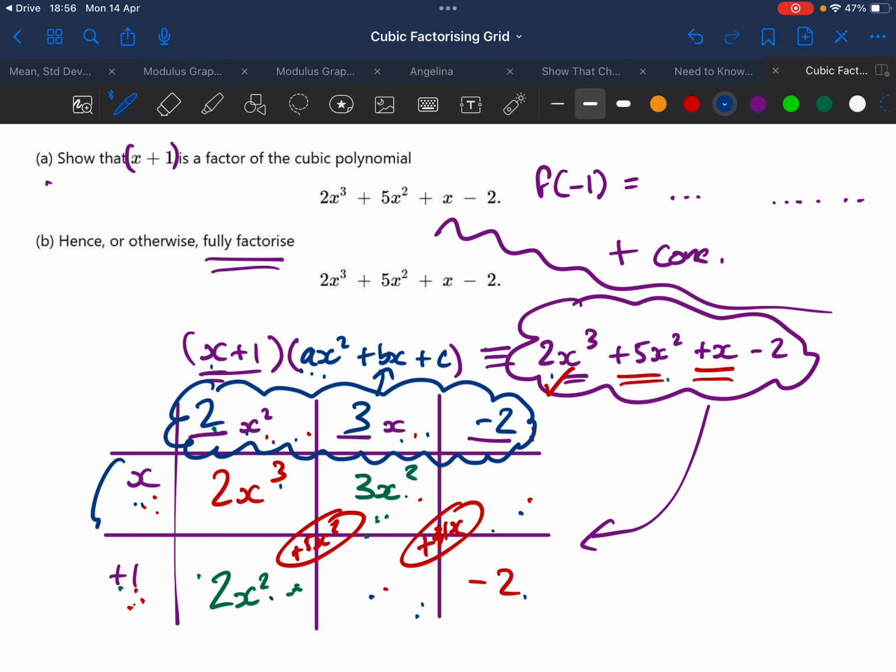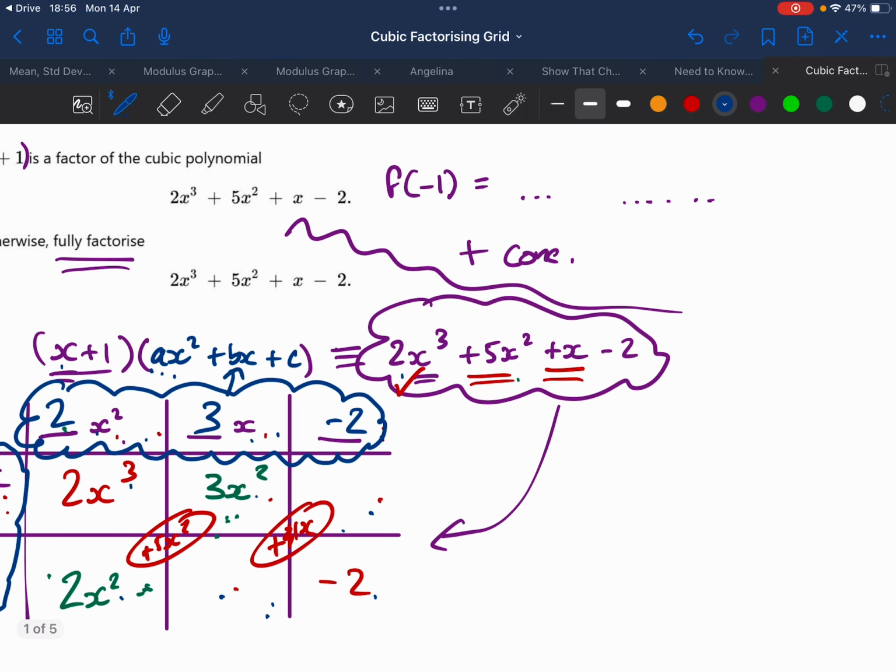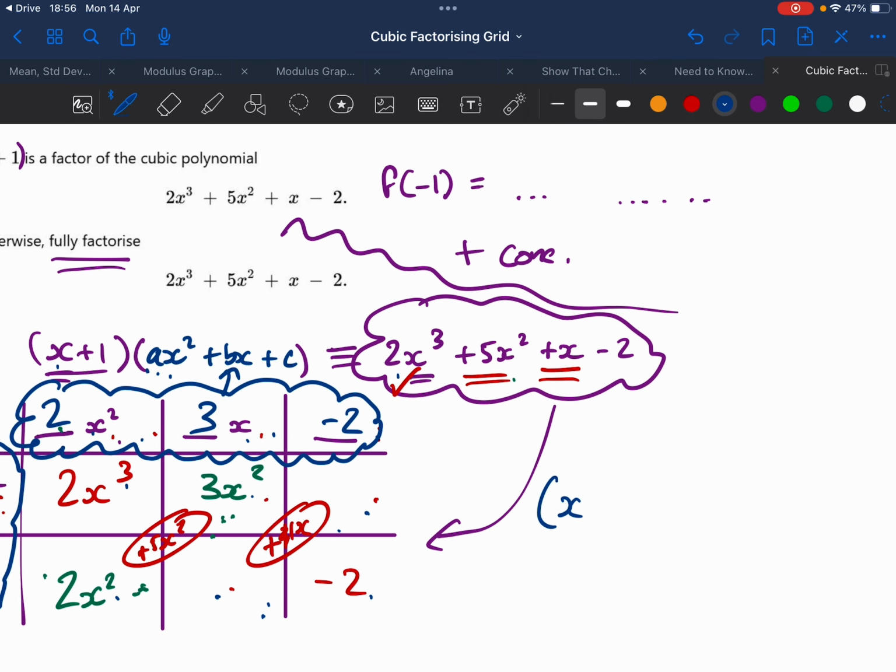Okay, so the x plus 1 that we knew from before, and our new quadratic. So we're going to say now we've got x plus 1 multiplied by 2x squared plus 3x minus 2. Now the final part of what we should do is we should try and factorize this if we can. We should assume that it factorizes first and have a go.